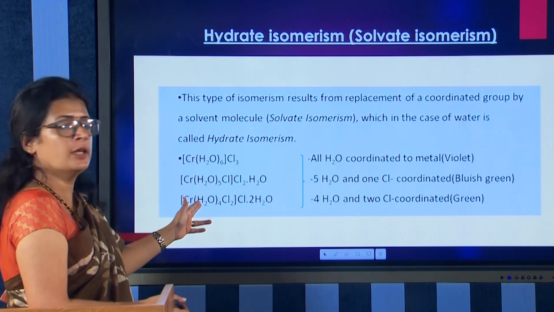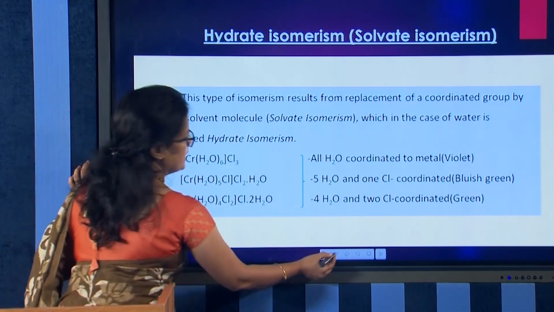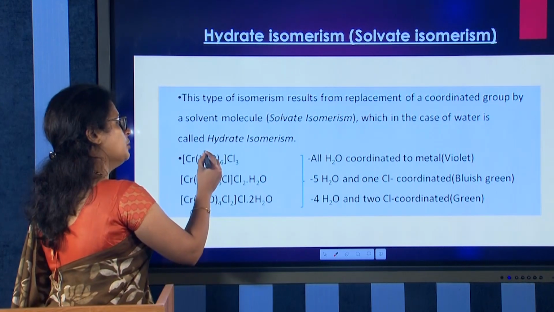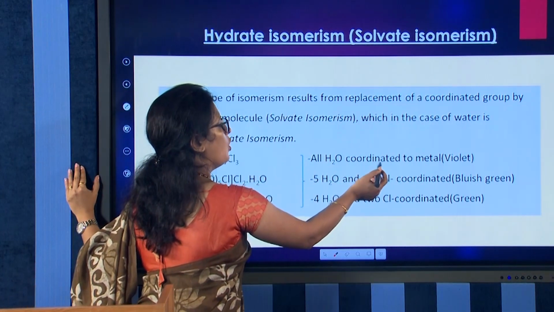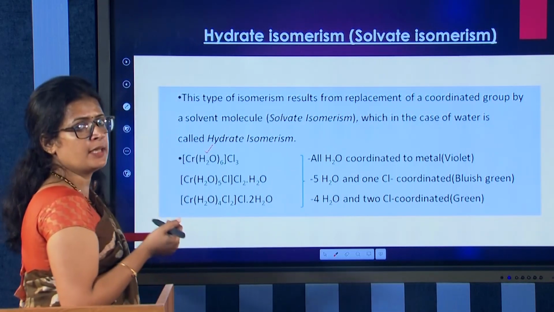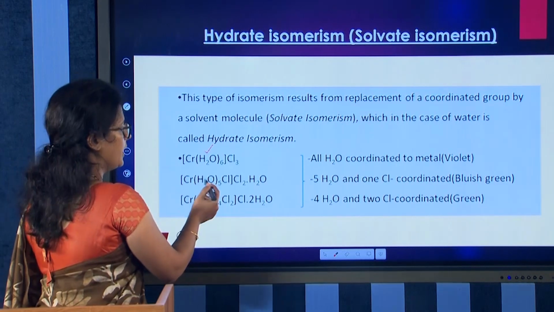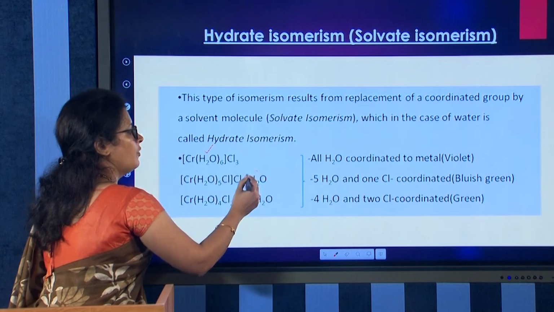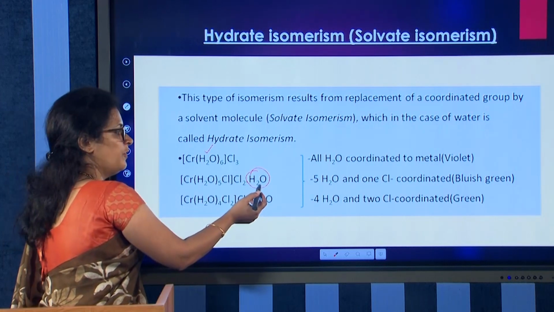Here we can see water is the solvent, so H2O molecules are there. See, in the first case you can see [Cr(H2O)6]Cl3. All 6 water molecules are ligands here. All H2O are coordinated to the metal, and the color of the complex is violet. It is a violet colored complex. But the second coordination compound is [Cr(H2O)5Cl]Cl2·H2O. This is a water of hydration. This is not a ligand, this is not a counter ion. This is a water of hydration.